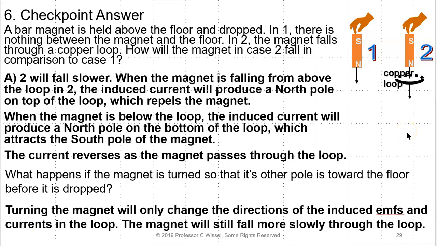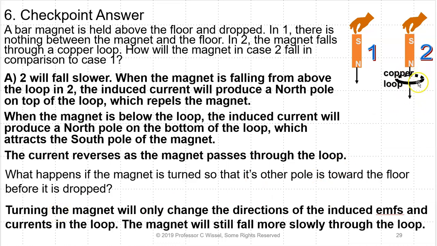And the current will reverse as the magnet passes through the loop. And what happens when the magnet is turned so the other pole is toward the floor before it's dropped? Turning the magnet only changes the direction of the induced EMFs and currents in the loop. The magnet will still fall more slowly through the loop.